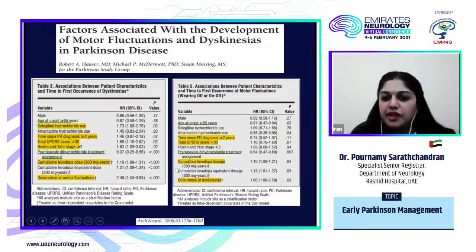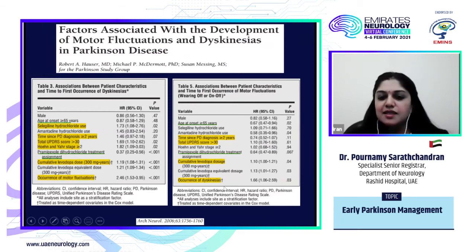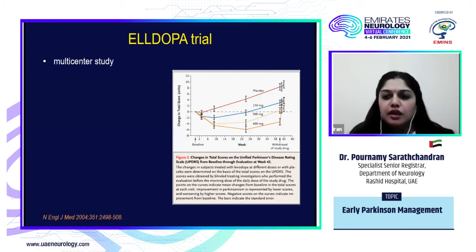But they have confirmed that it is not just with the Pramipexole treatment; it is something to do with the cumulative levodopa doses. So cumulative levodopa doses of more than 300 is related to development of motor fluctuations and dyskinesias. And those who have motor fluctuations are more likely to develop dyskinesias, and those who have dyskinesias are more likely to have motor fluctuations as well. So that brought a need for trying levodopa to find out whether there is any neurotoxic effect or it is something to do with the dose of the medication.